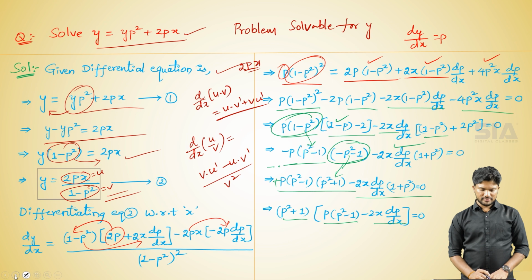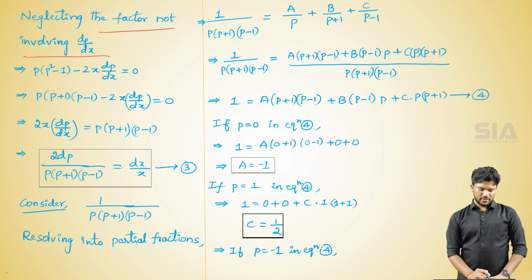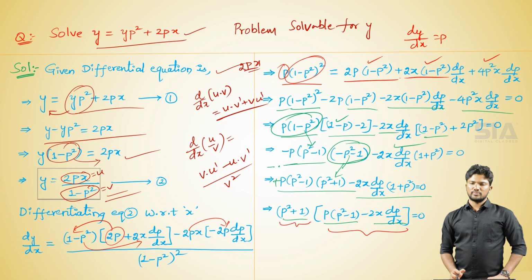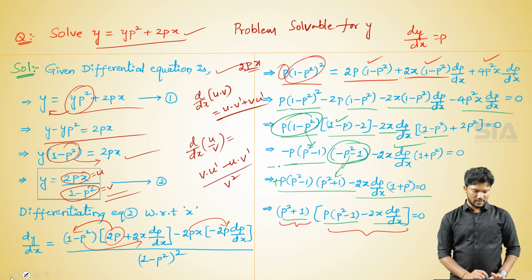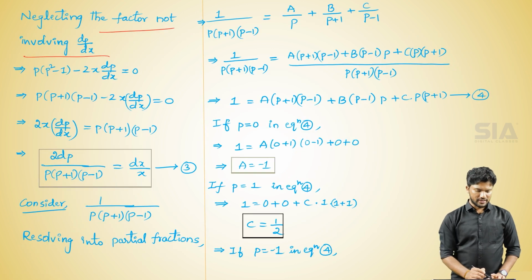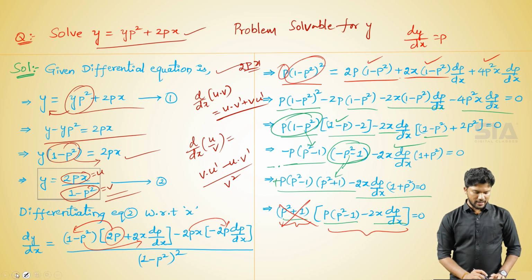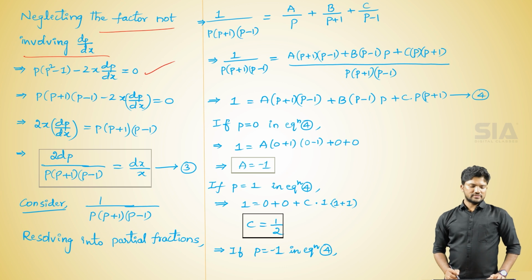After taking p square plus 1 common, now you can observe, neglecting the factor not involving dp by dx. Here you have two factors. This is one factor and this is another factor. From those two factors, we have to neglect the factor which does not contain dp by dx. So neglecting the first factor, we are writing only the second factor. That second factor is p into p square minus 1 minus 2x dp by dx equal to 0.